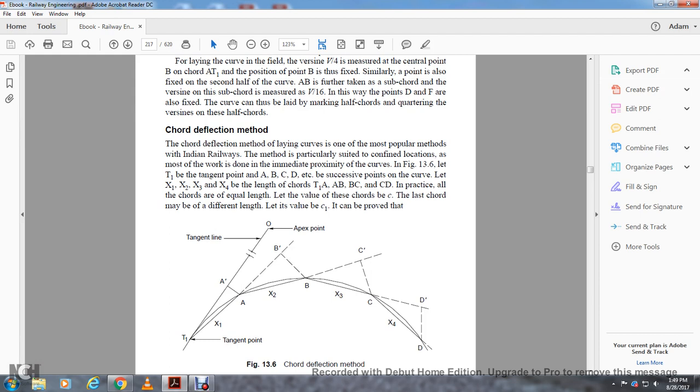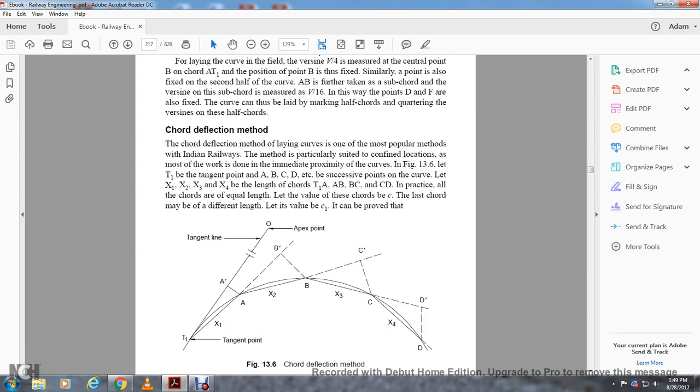T1A, AB, BC, and CD are, in practice, all chords of equal length. Let the value of these chords be C. The last chord may be of a different length; let its value be C1.